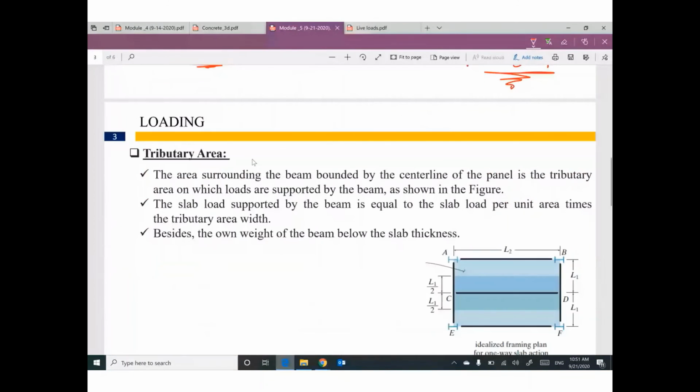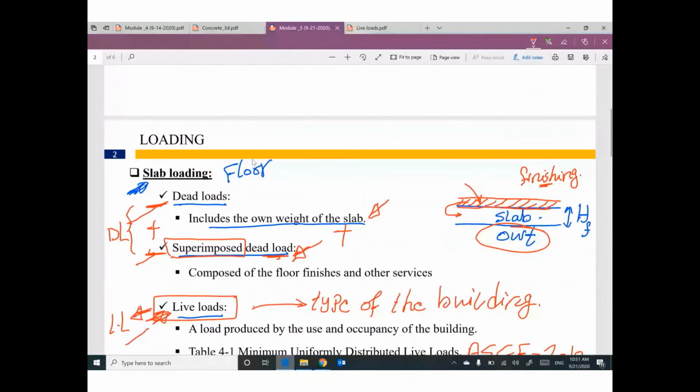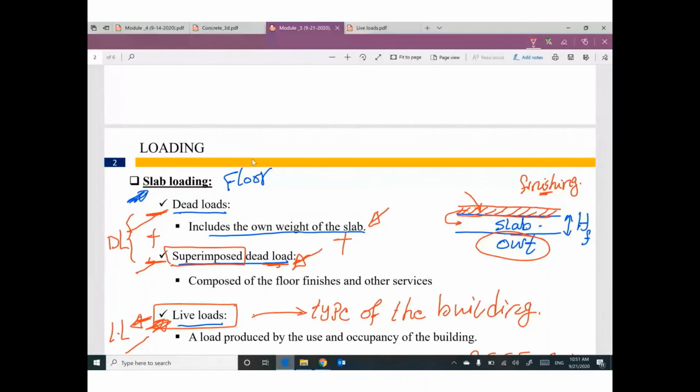By the way, if you would like to consider the own weight of a slab, just take the thickness of this slab times gamma of concrete. Make sure that gamma of concrete is 150 pounds per square foot. Make sure that the thickness is in feet. If you multiply this thickness of a slab in feet times gamma of concrete, you can get the own weight of a slab as pounds per square foot.